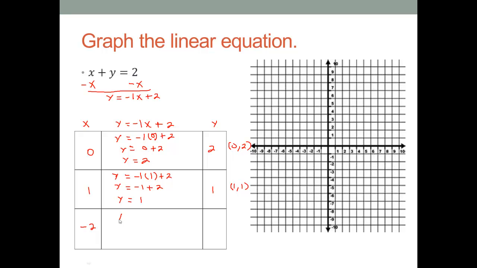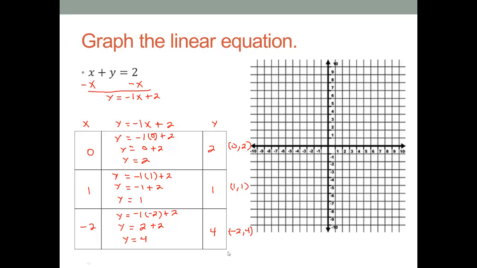Alright, last number that I picked was -2, so I'm going to plug it in the place of x again. -1 times -2 plus 2. -1 times -2 would make a positive 2, plus 2, and 2 plus 2 is 4. So when x is -2, the result of y is 4. So that gives me the point -2, 4.